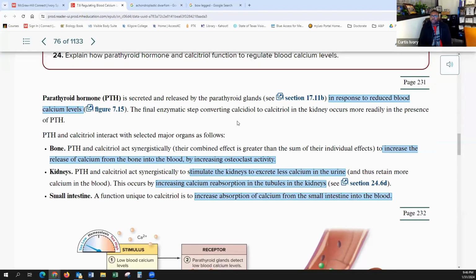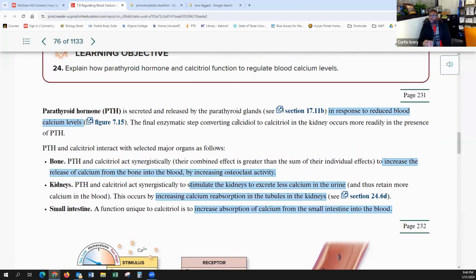So also there's some other hormones, like parathyroid hormone, which is on the back of this thyroid that we have in our neck. That hormone responds to reduced blood calcium levels. So if our calcium levels get too low, parathyroid hormone is going to tell our osteoclasts to start breaking down our bones so that we can have some calcium in the bloodstream.